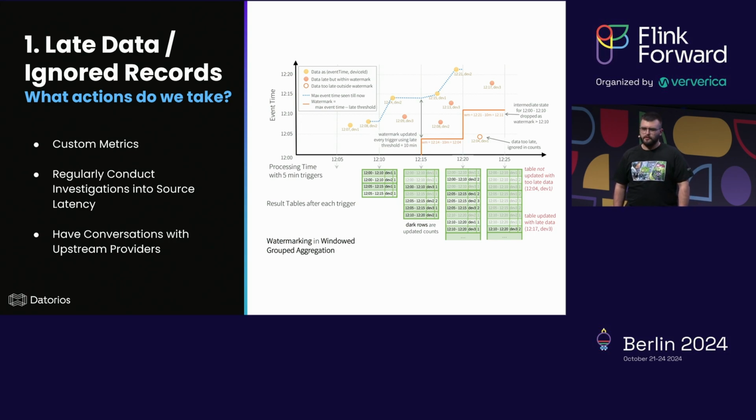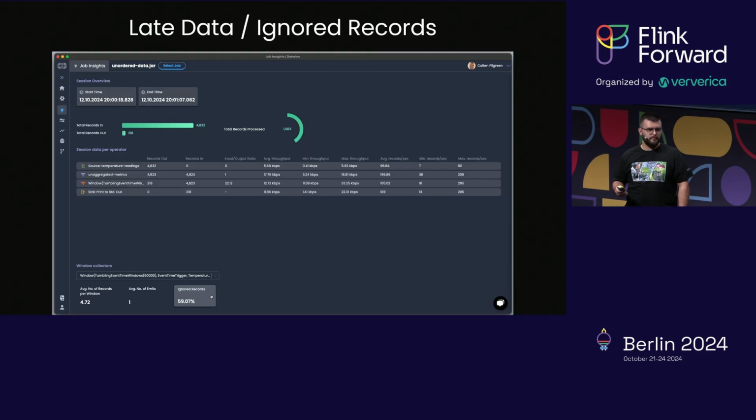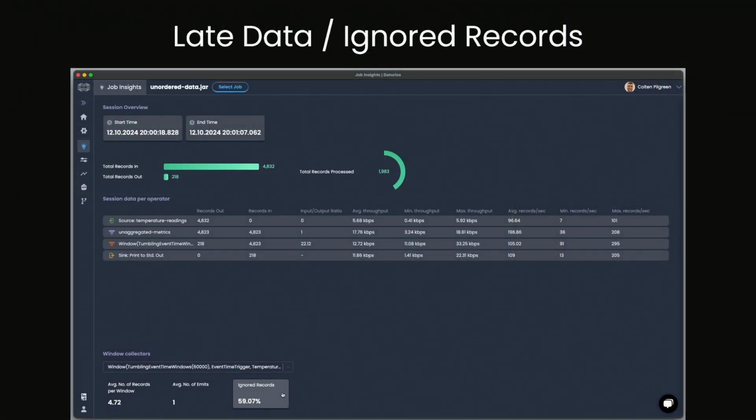But what if there was an easy way? There is. So once you've got the Datorios telemetry collector up and running, you can actually load up your job and pull up the job inside screen. This page gives us an overview into which operators are inside of our job graph, how many records were sent and received, and the throughput of our operators. However, what we're actually more interested in is the window collector section at the bottom.